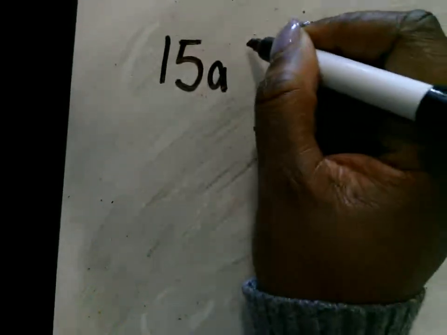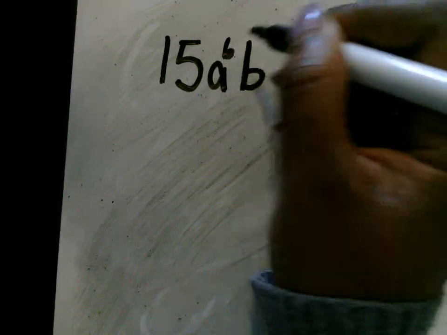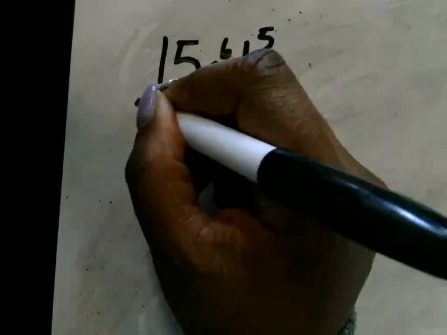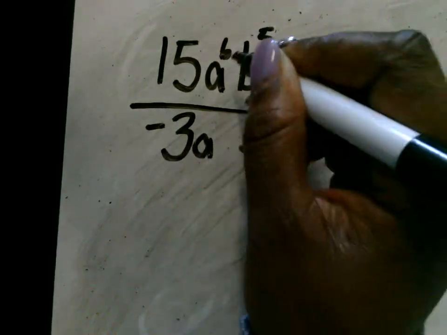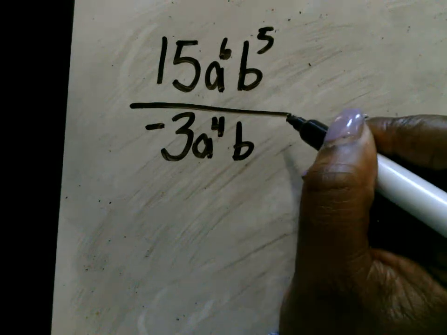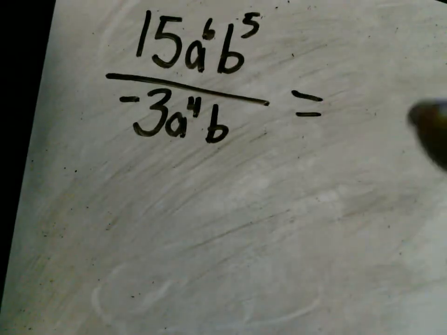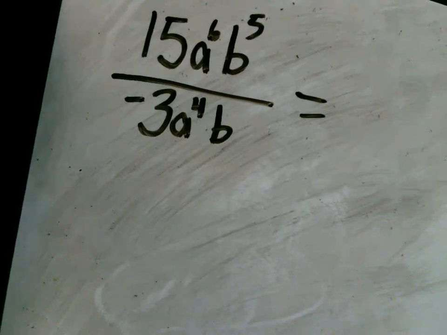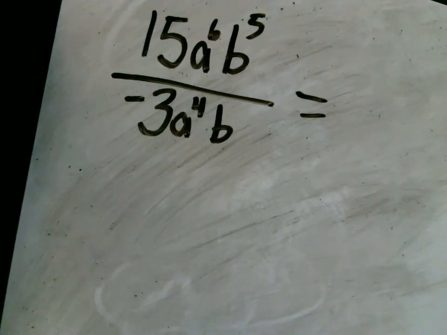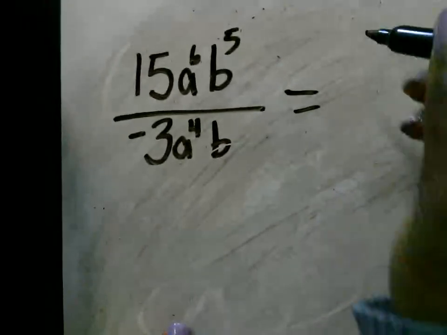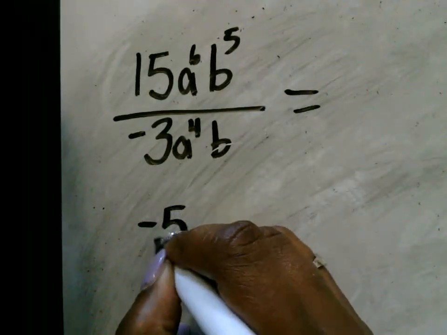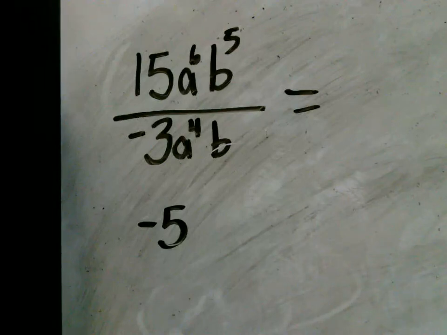Let's try 15 A to the 6th power, B to the 5th power, divided by -3 A to the 4th, B. See if you can do this. Let's look at it. Let's divide the numbers first. What is 15 divided by a -3? -5. So we got -5 as a whole, an integer.